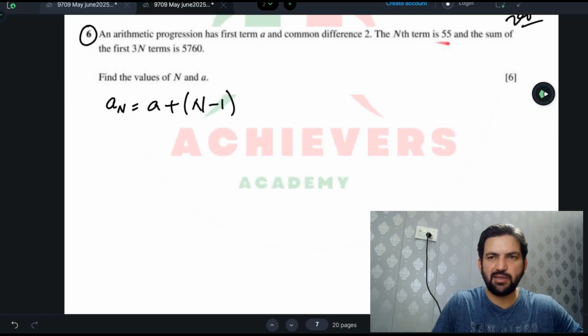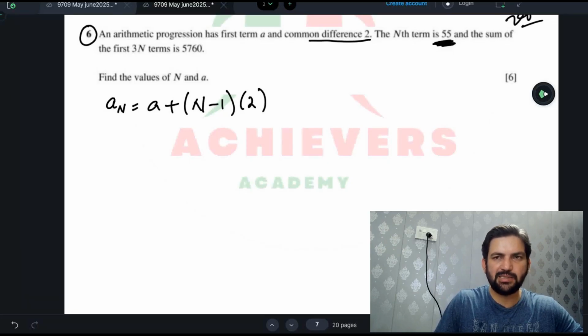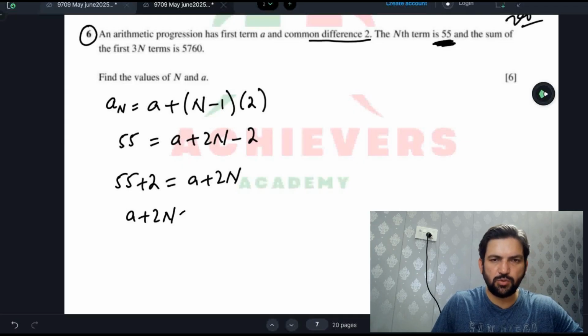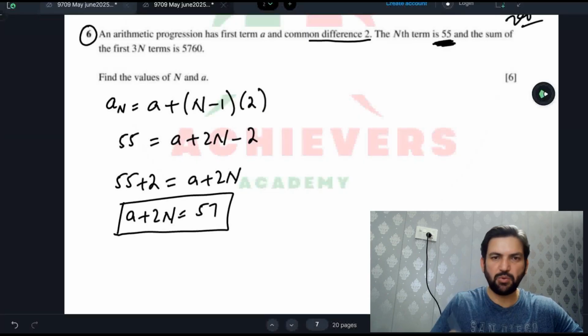Now they are saying that the nth term is 55 and the common difference is 2. So the common difference is 2 means we can put 2 over here and we can just replace this with 55. So 55 is equals to a plus 2n minus 2. So if we rearrange it, 55 plus 2 is equals to a plus 2n. So a plus 2n is equals to 57. This will be the first equation.